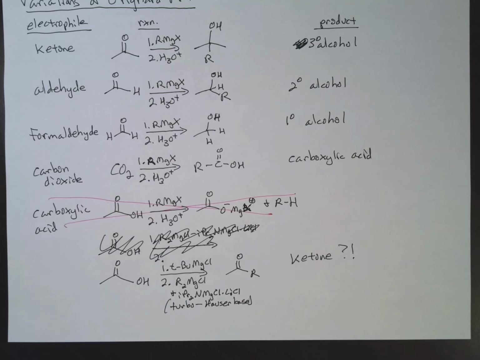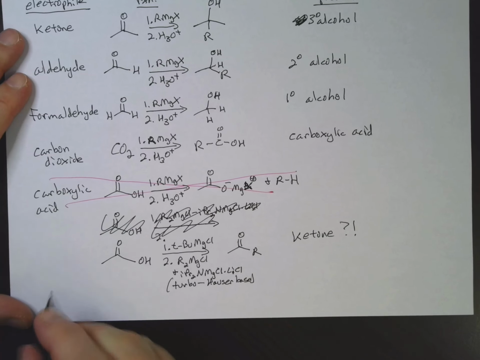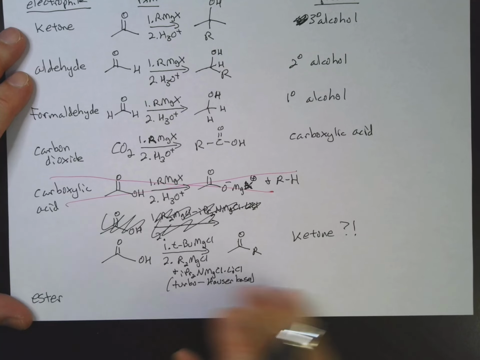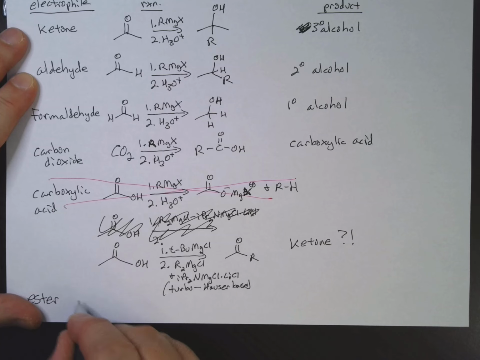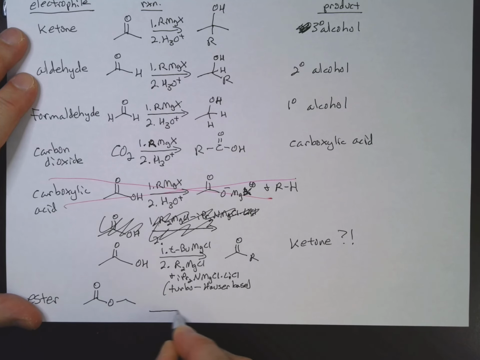I don't know if I would necessarily try doing that. And then the last thing that we can do is use an ester. I apologize for squeezing this in at the bottom here. I had to scribble that out. So we could have, let's say, methyl acetate. Let's just do ethyl acetate. And then we'll react this with 1, 2 RMgX, 2, H3O+.